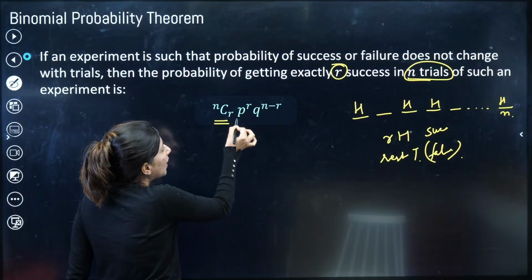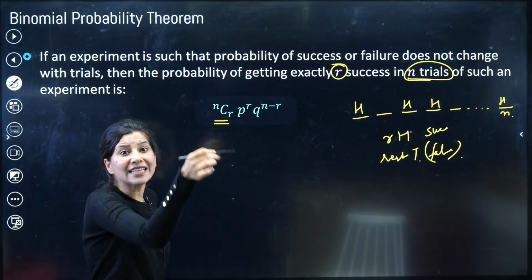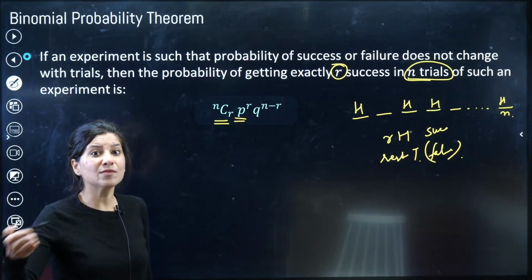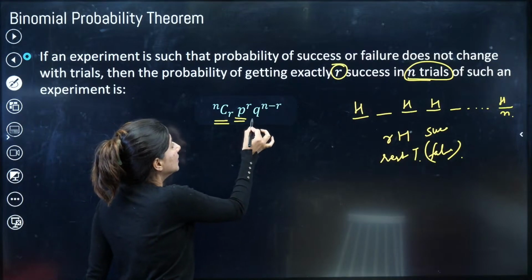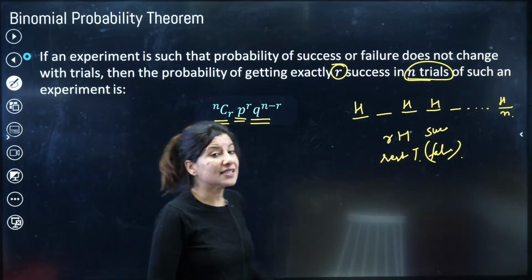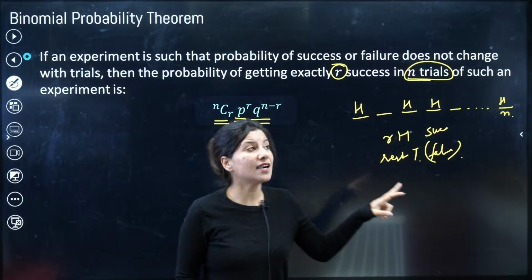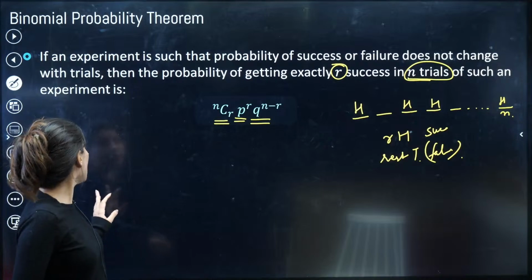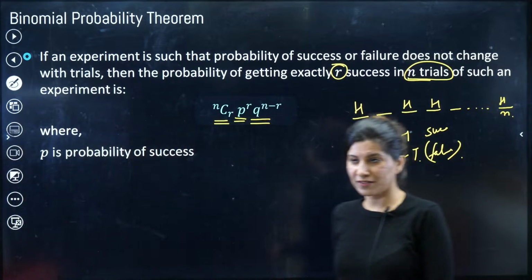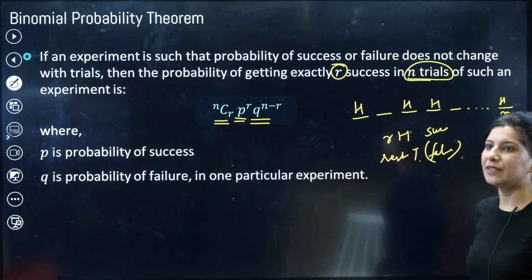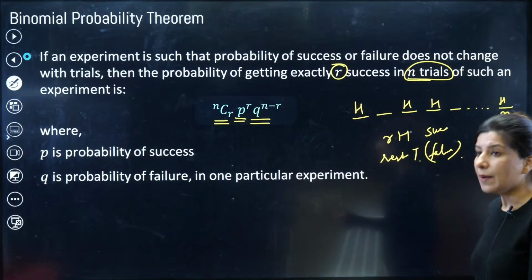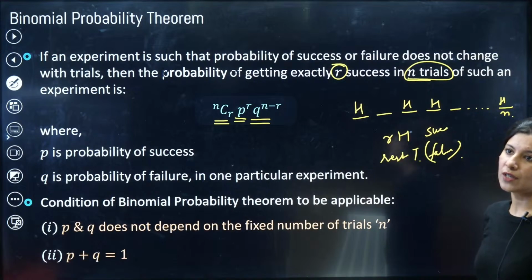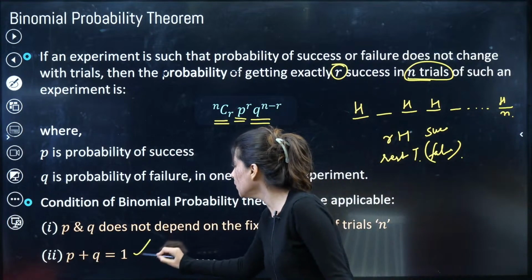Now P is the probability of success. How many times are we getting success? R times. So P raised to power R. R times we are getting success, and the rest, n minus R times, we are getting failure. Where P is the probability of success and Q is the probability of failure. Also, probability of success plus probability of failure will be 1. P plus Q is equal to 1.